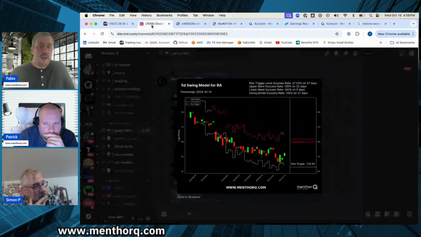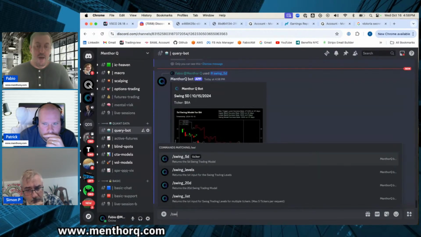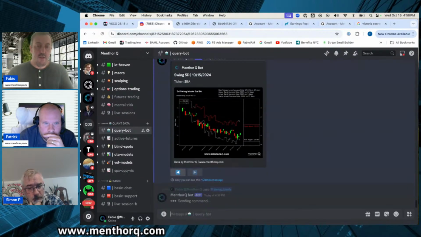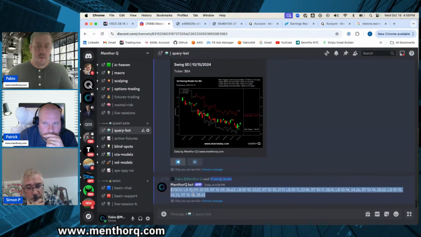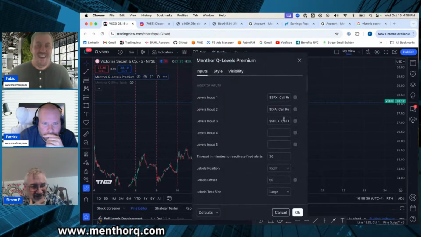So that can also help you confirm your idea. The other thing you can do is also coming into the bot, and now you have the ability to add the swing levels directly into the chart. Okay, you just made my life busier, but it's okay.